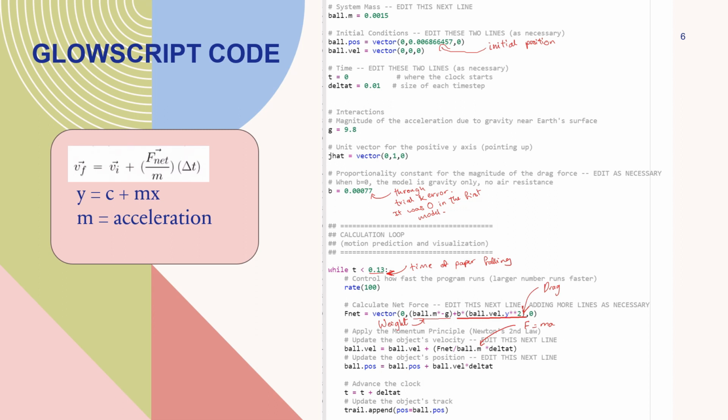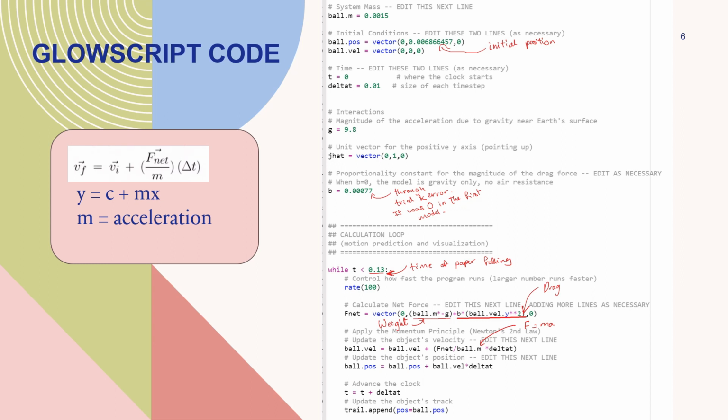Here is my GlowScript code. We changed the ball position to our initial position that is found through Tracker. And through trial and error, we found the constant b. Obviously, when we considered the drag negligible, our b was 0. We changed the condition of the loop to t is less than 0.13 because that's the time of the paper falling. And for the F net, we added the weight and the drag together. Here, the weight is a negative because we're taking the downwards direction as negative.